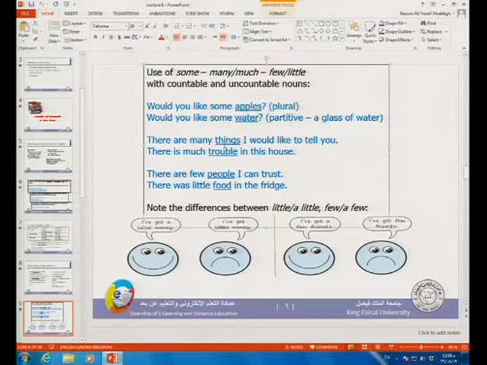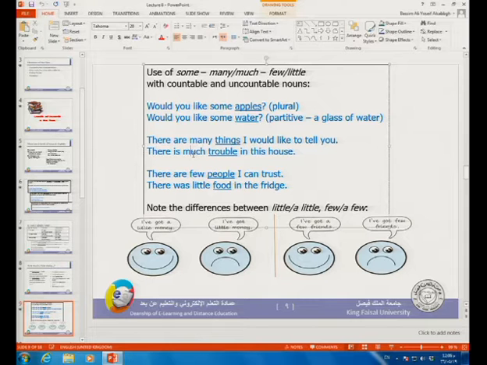There are many things. Look at this, many. Many is used again with plural countable nouns. There are many things I would like to tell you. So after many there should be a plural countable noun. There is much trouble in this house. Look at this, trouble and much. Trouble is an uncountable noun, so much is used with it. So we use many with countable nouns in the plural form, and much with uncountable nouns.